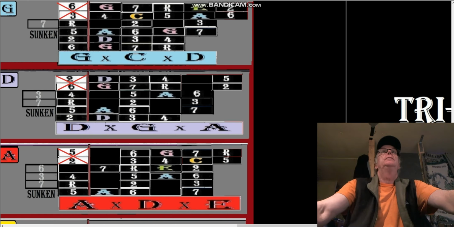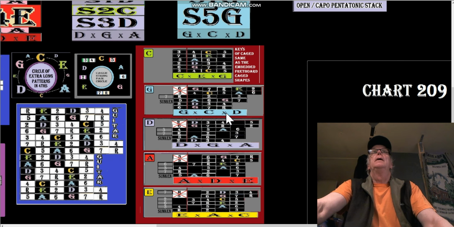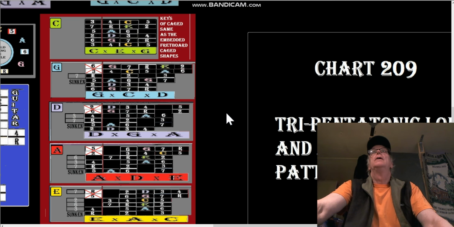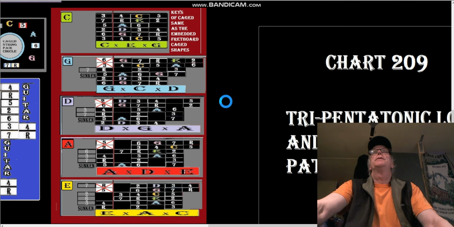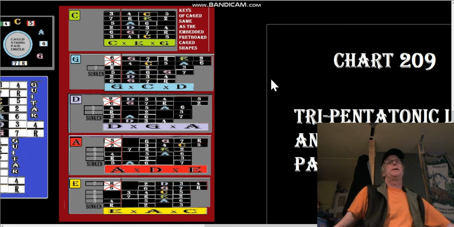Okay, so what I'm doing here is just showing you the 5 keys of CAGED, right? This is way back from chart 209, tri-pentatonics. You know what tri-pentatonics are?